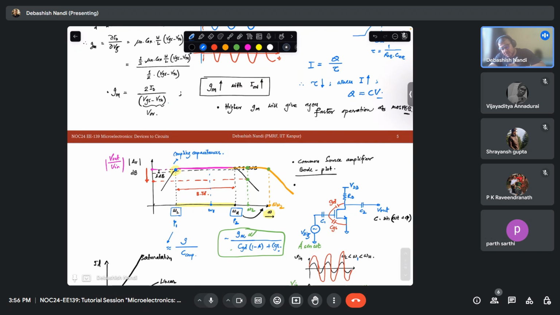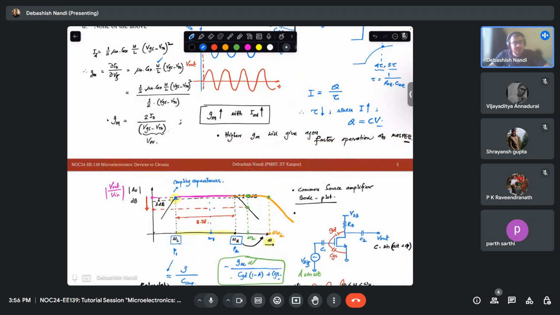You can change your GM by changing W by L also. You can change your GM by mobility engineering also, strain engineering we call it. You can change your GM by using high K dielectric also, or thinning of your oxide layer also. You understand? Yes, sir. So GM is not a fixed parameter.